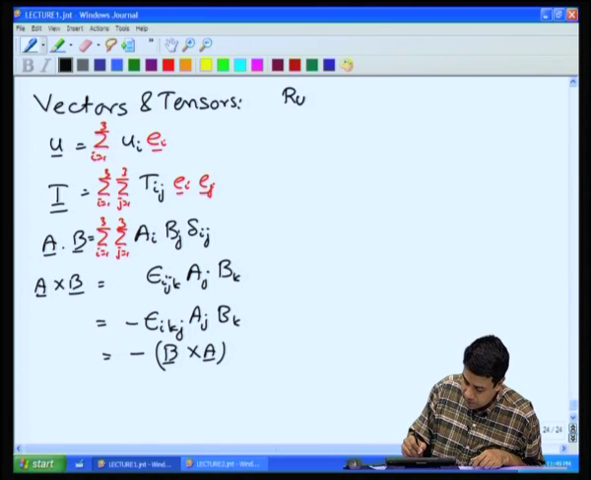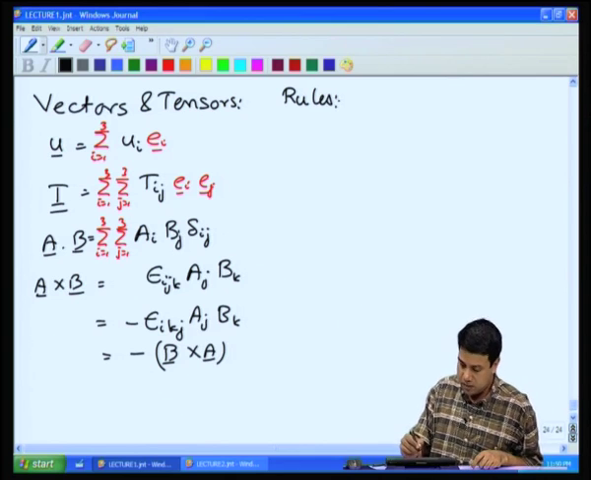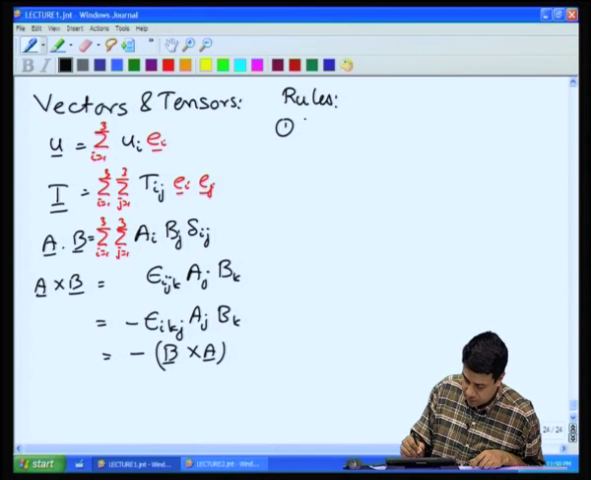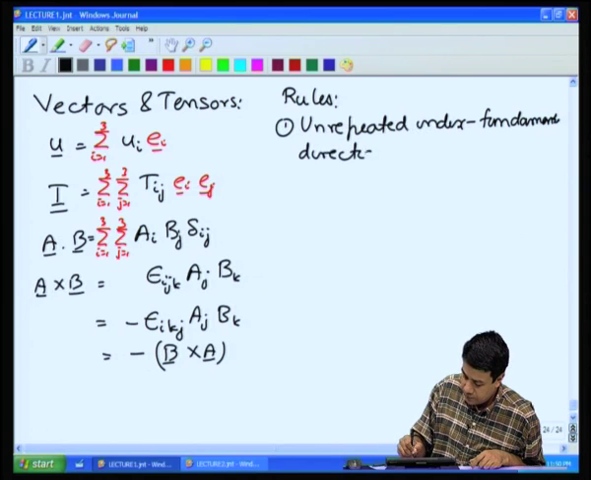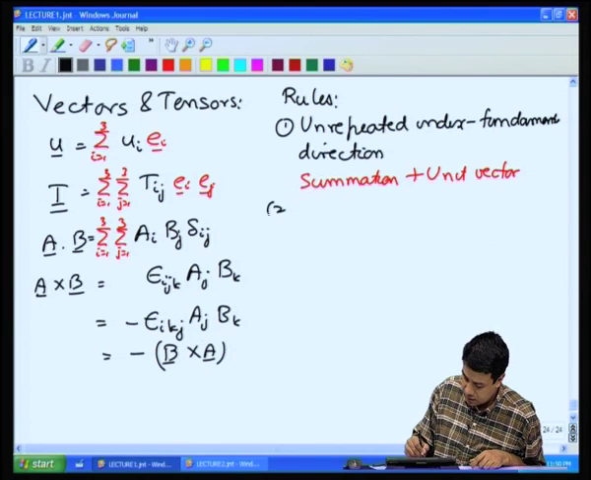The rules to be followed. Each unrepeated index represents some fundamental direction. Okay. And for this, there is a summation plus a unit vector. Okay. Okay. Make it clear.